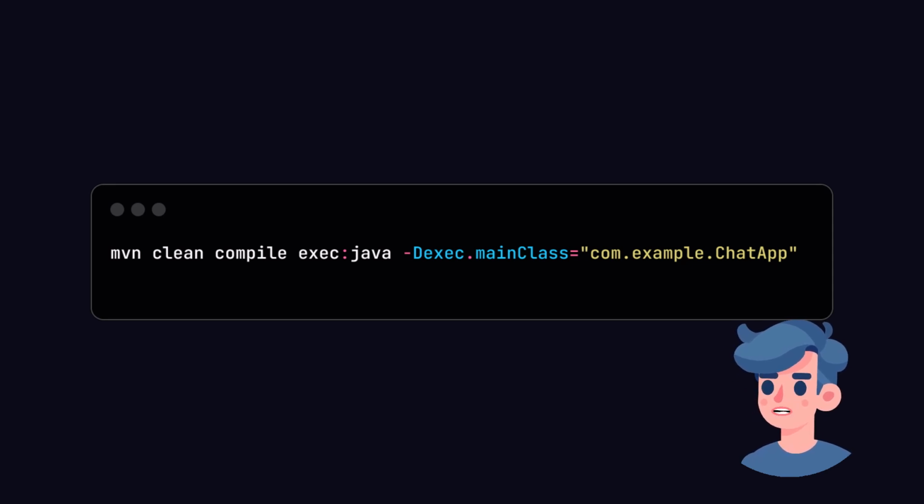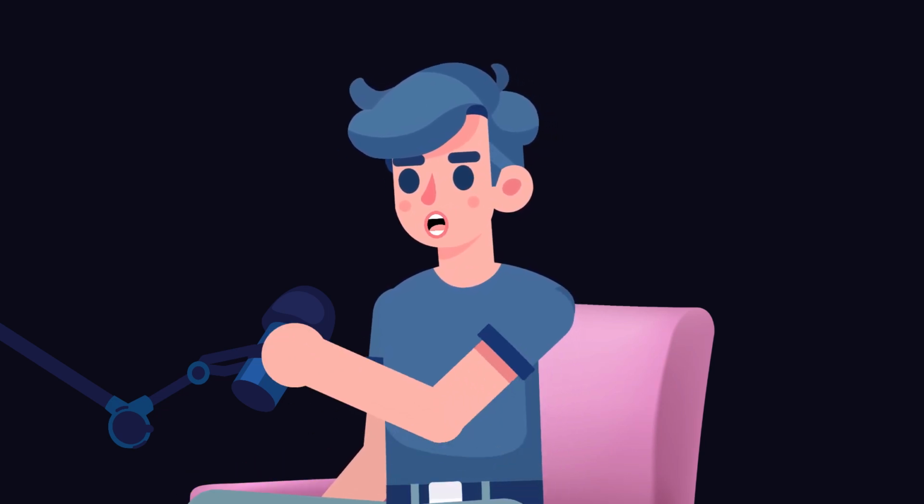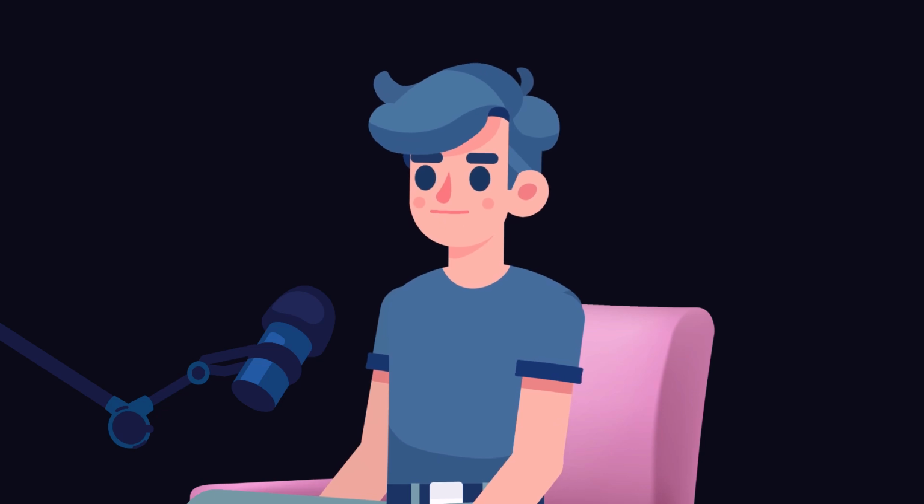Navigate to your project directory in your terminal and run the following command. If everything is set up correctly, you'll see a prompt asking for your message. Enter a message, and you will see both the encrypted and decrypted form printed in the console.